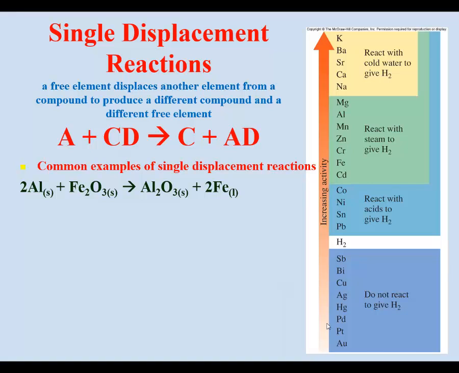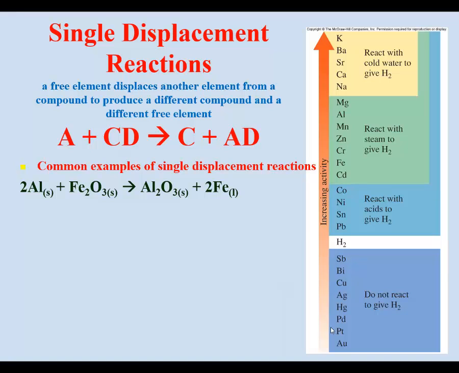A good way to predict whether a single displacement reaction will happen is by looking at metals displacing other metals in a compound, or looking at metals displacing hydrogen gas from water or acids. In those cases, if you want to know if a metal is likely to cause that type of reaction to occur, it's helpful to have a metal reactivity series that indicates how reactive metals are. Now, this metal reactivity series doesn't have every metal on the periodic table, but it gives us a nice example of the reactivity of a variety of metals.